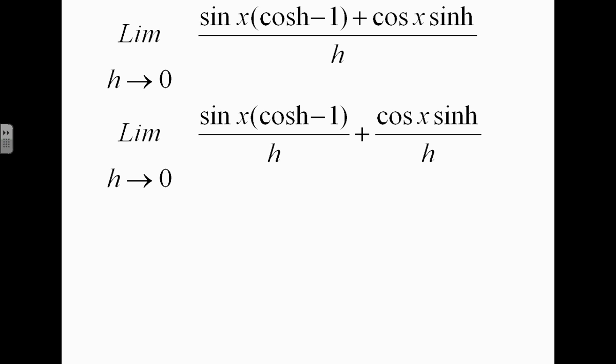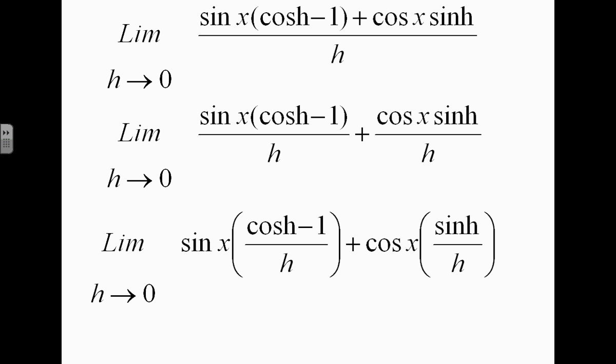Everybody in the room knows that sine of h over h goes where? The limit as h goes to 0. Where does it go? 1. Where does the cosine of h minus 1 over h go? I know it does.